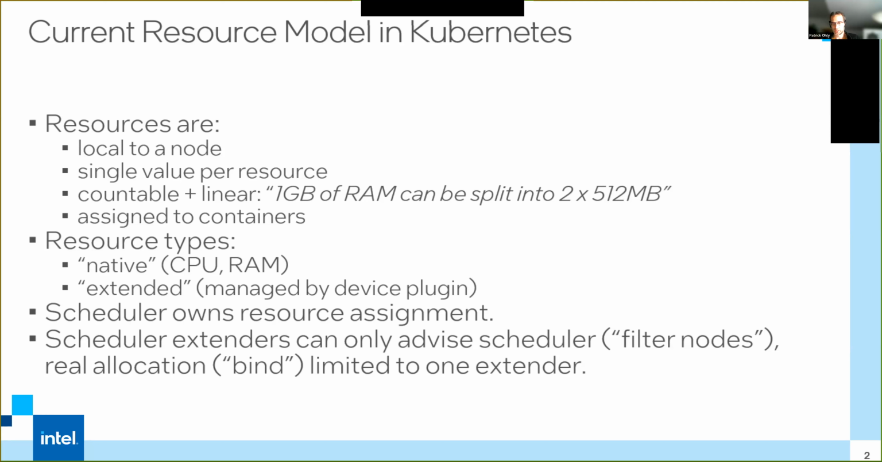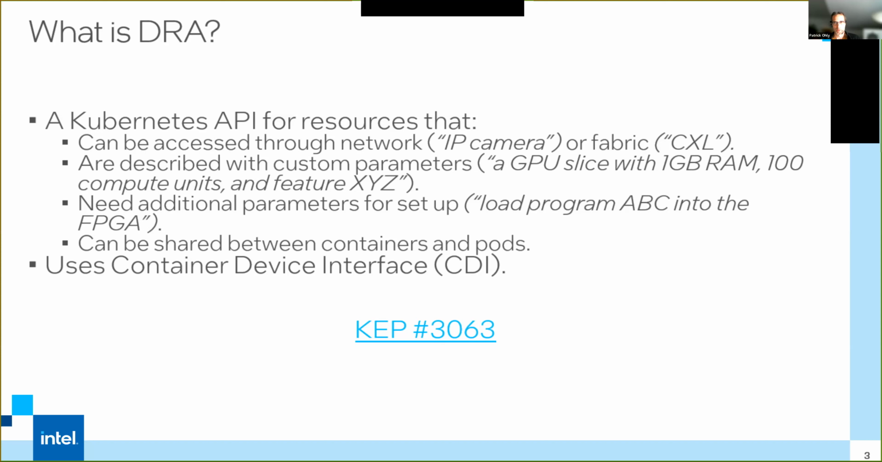So DRA is an attempt to overcome these limitations that I just mentioned. It's a rethinking of what a more flexible resource API could look like. And the use cases that we have in mind are for things, for example, that aren't local to a node. Something that is connected to a node on demand through the IP network, like an IP camera, or through some special hardware interconnect, like CXL, might be examples. These are things that can't be managed by a single kubelet. So we need some different way of tracking how much of those are available in a cluster.